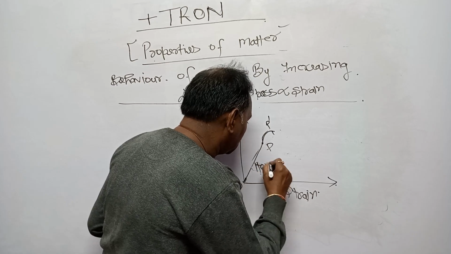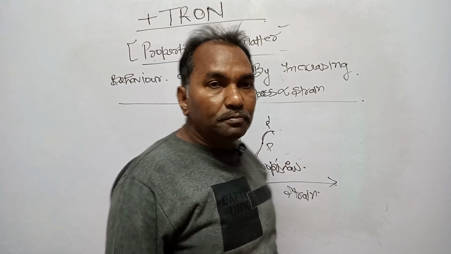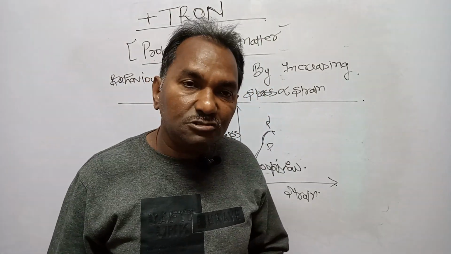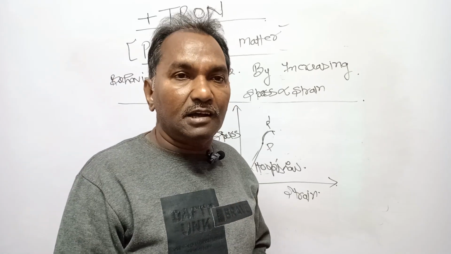Hooke's law is followed. From O to P, the graph is a straight line, which means stress is proportional to strain. And it is also within the elastic limit.